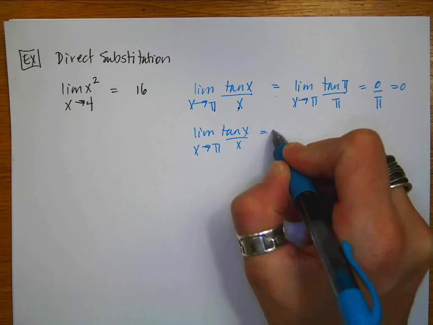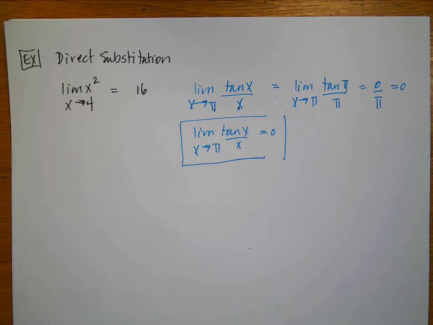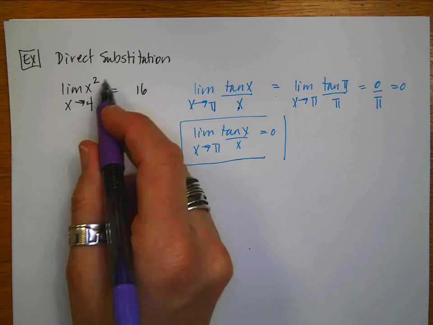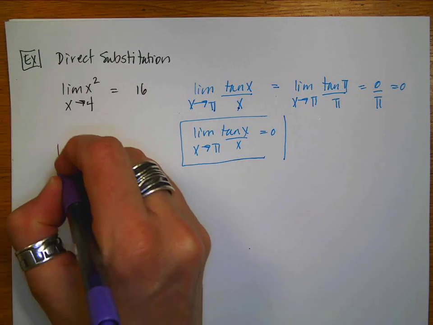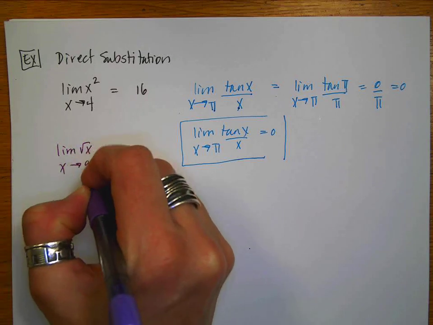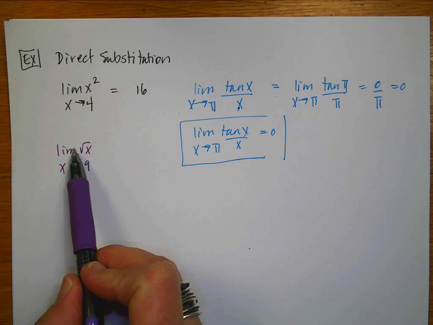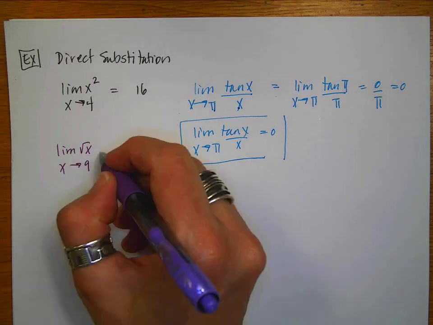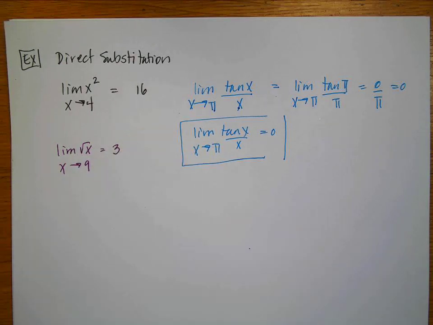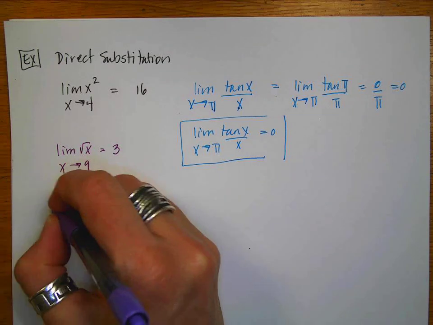Remember that you do always want to write a nice polite statement. This would be what you would write in the answer column on your quest to make sure that you don't lose points. Another example of direct substitution is, what if I had the limit of the square root of x as x approaches 9? Since this doesn't have a plus or minus in front of it, we're going to take the principal root, and so that would be 3. Alrighty. Just a little bit of a detail.